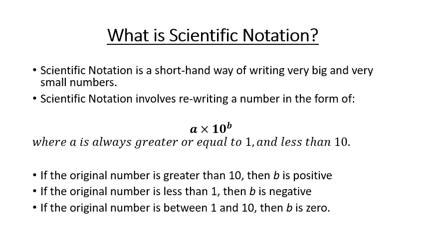Scientific notation is always written in the form of a times 10 to the power of b, where a is always greater or equal to 1 but less than 10, and b is either positive or negative. If the original number that you're converting into scientific notation is greater than 10, then b is going to be positive. If the original number is less than 1, then b is going to be negative. And if the original number is between 1 and 10, then b can be 0.